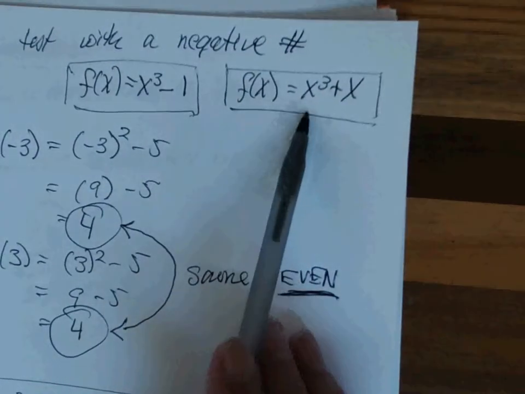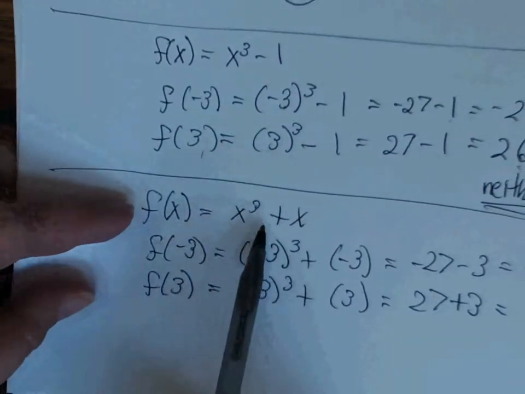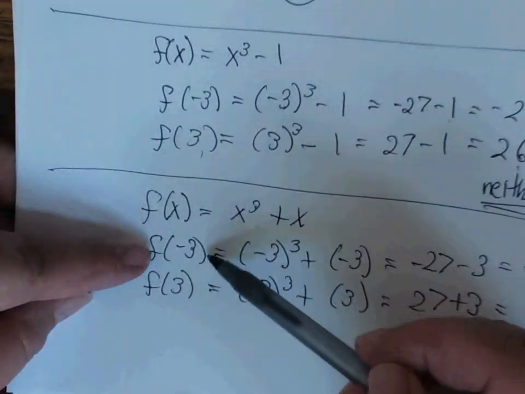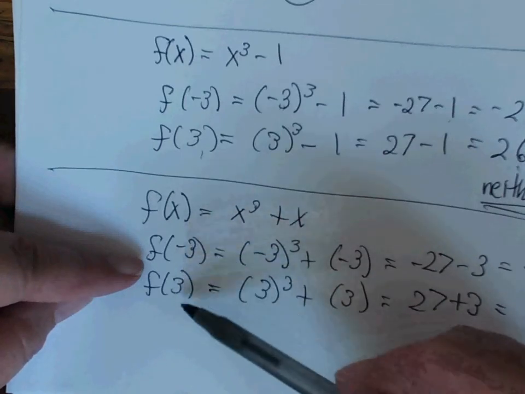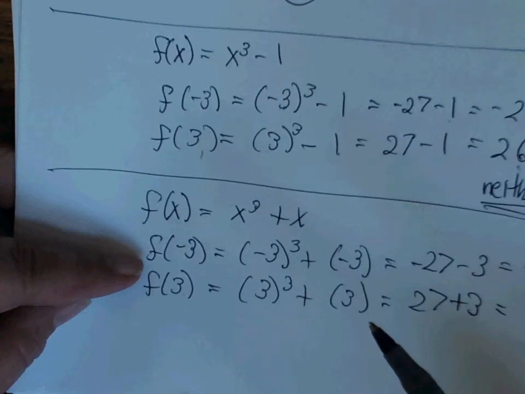This one up here, x cubed plus x. So f of x equals x cubed plus x. Let's do our two opposite numbers, plus or minus 3. You could do plus or minus 4 or plus or minus 5 if you want to, whatever. They should have the same type of result: even, odd, or neither symmetry.